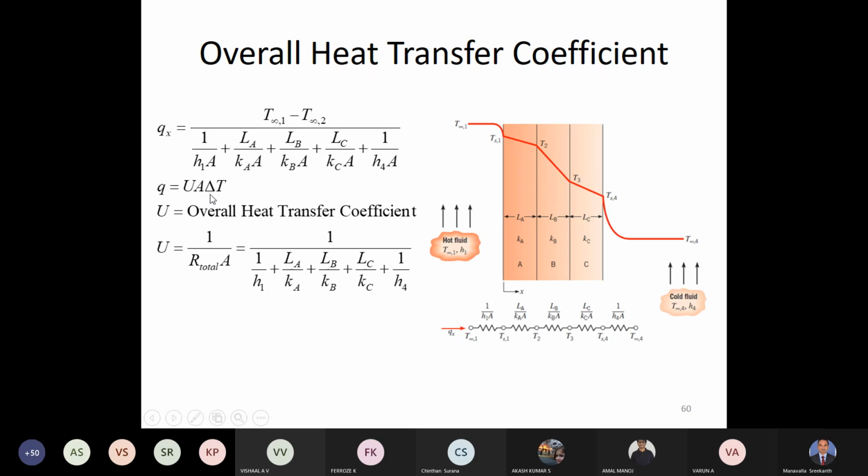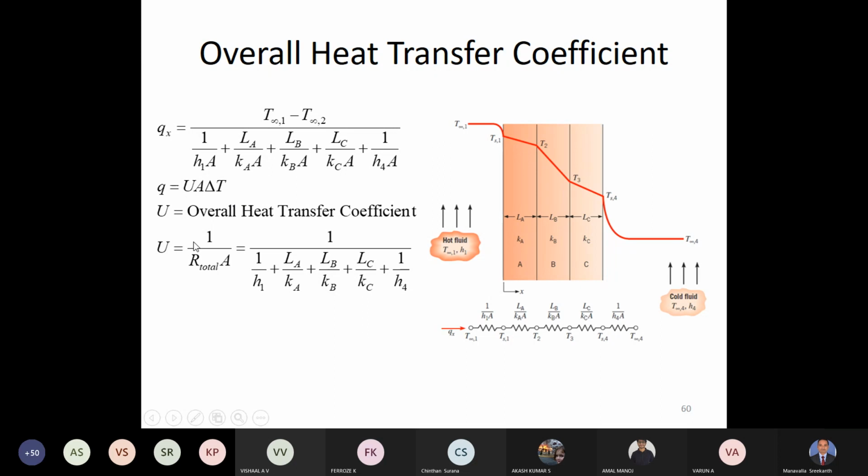where delta T is the overall temperature difference, A is the area available for heat transfer, and U is the overall heat transfer coefficient. We are tempted to write this equation in the form of Newton's law of cooling. In Newton's law of cooling, we write Q is equal to HA delta T. So in place of H, we have written U, which takes care of the conduction components, convection components, and if there are radiation components also. So it is a very convenient way of writing the equation for the total heat transfer in a system.